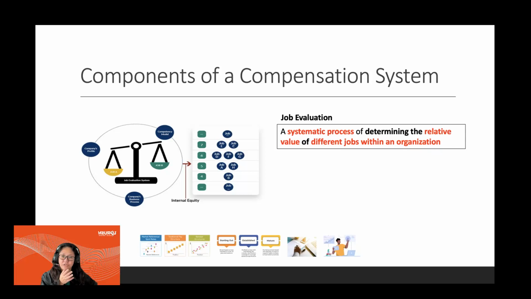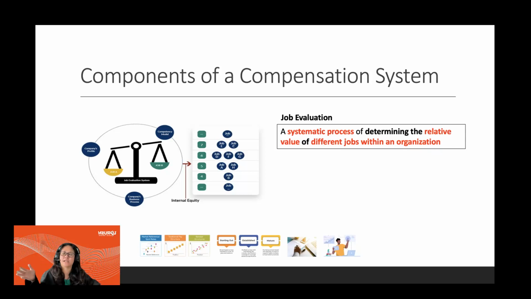Now, like what I've mentioned here, it's a systematic process of determining ano ba yung relative value ng isang position within the organization compared to other positions within the same organization, of course. So, yun yung ginagawa ni job evaluation. This is something that takes a bit of time to do. So si job evaluation is not something that you can finish within, let's say, a month or two, kasi it has a lot of moving parts.